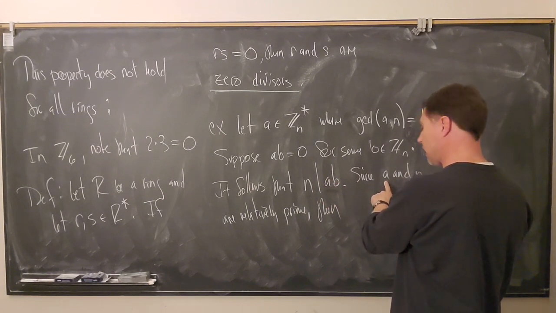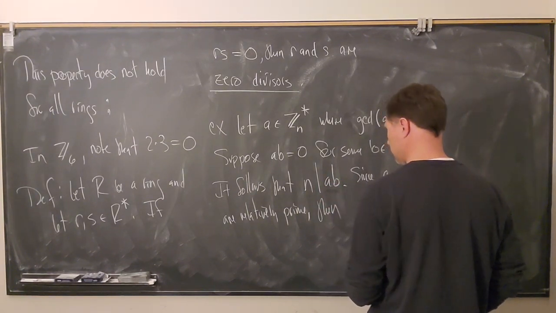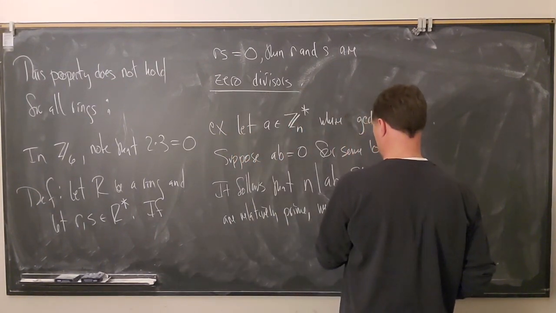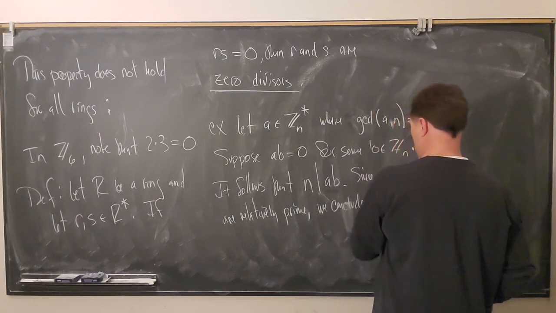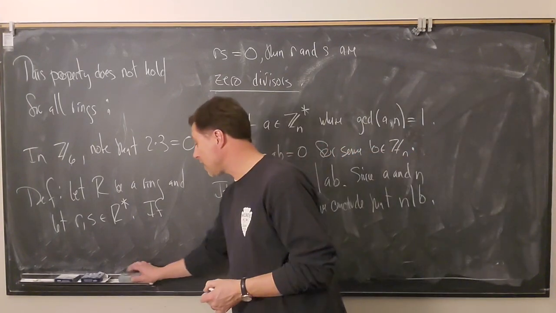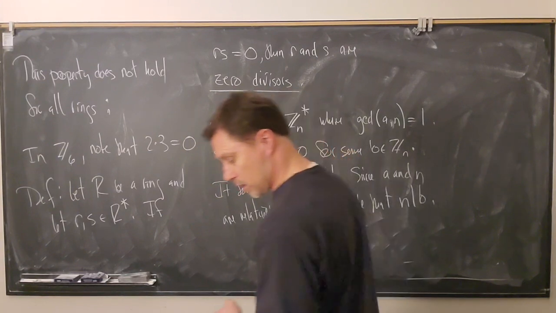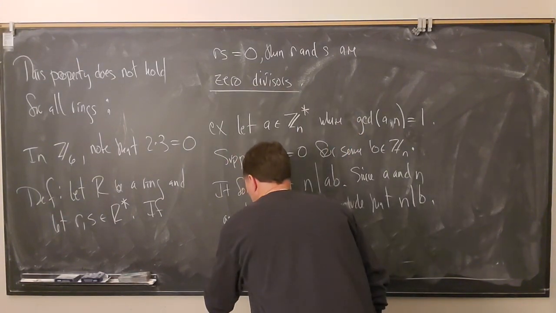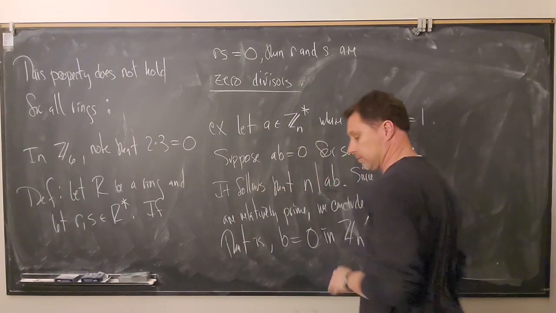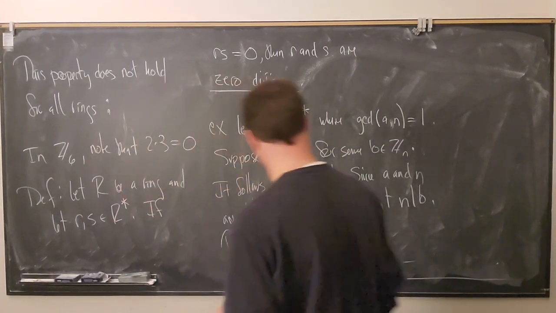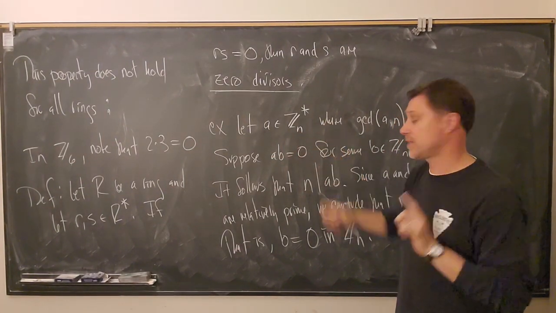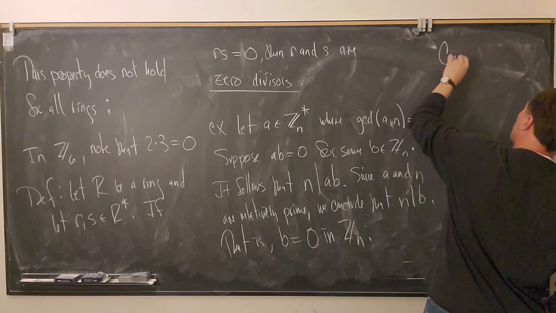Since A and n are relatively prime, we conclude that n divides B. So what does that tell us if n divides B? That means that B is 0. So that is B equals 0 in Zn. So what's our conclusion? Our conclusion is that if A is relatively prime to n, then A is not a 0 divisor.